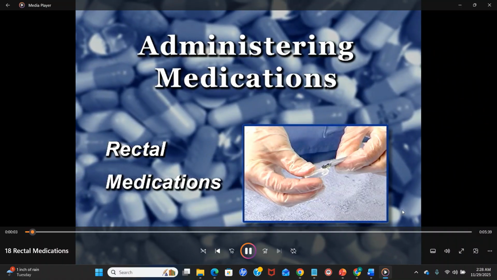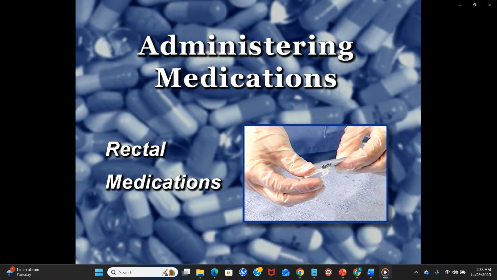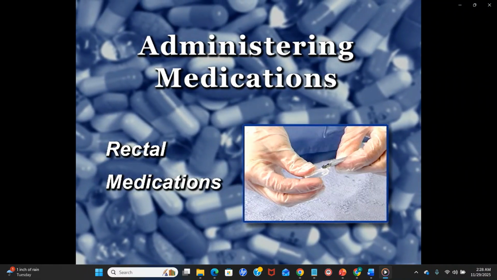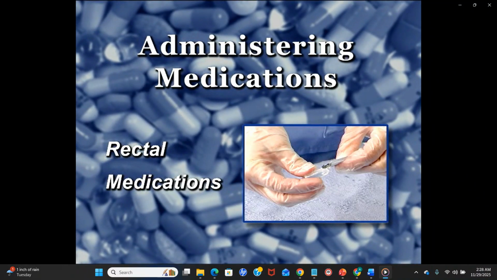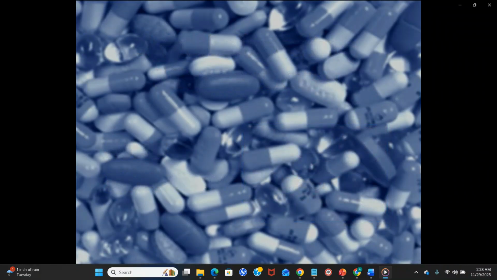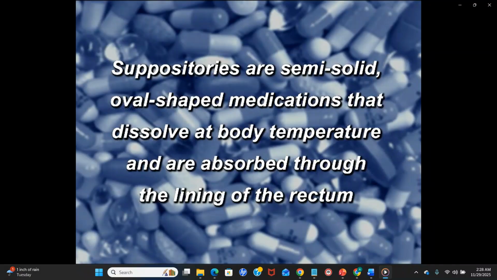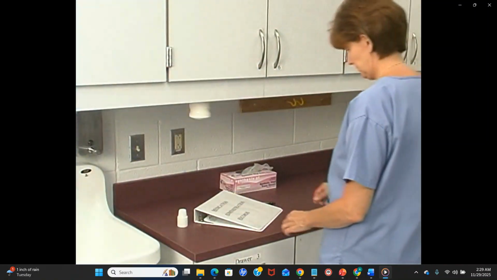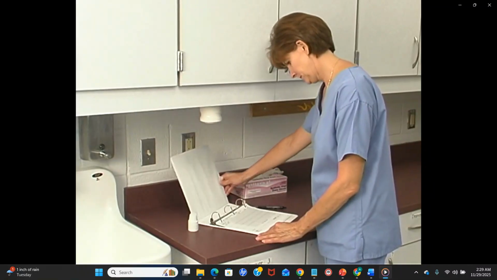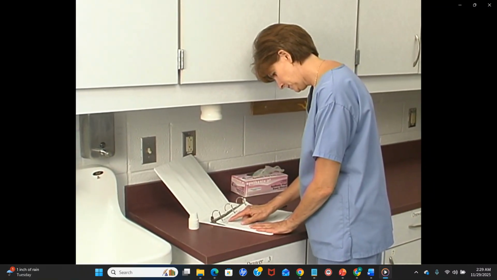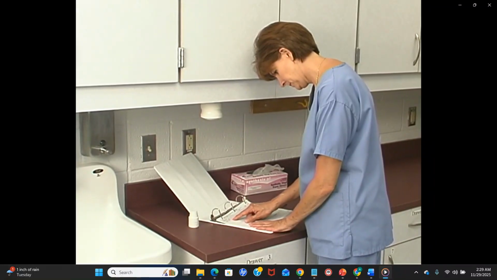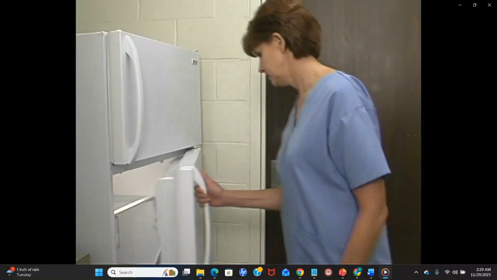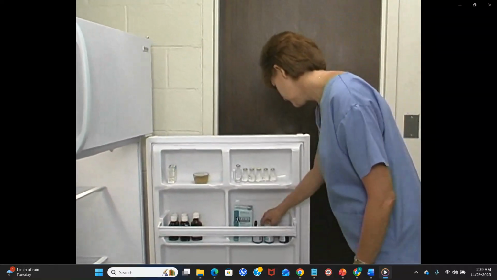Rectal medications are used to treat local inflammation and systemic symptoms and come in the form of suppositories or enemas. Suppositories are semi-solid, oval-shaped medications that dissolve at body temperature and are absorbed through the lining of the rectum. Check the MAR to determine which medication is to be given. To keep suppositories firm, they are often kept refrigerated.